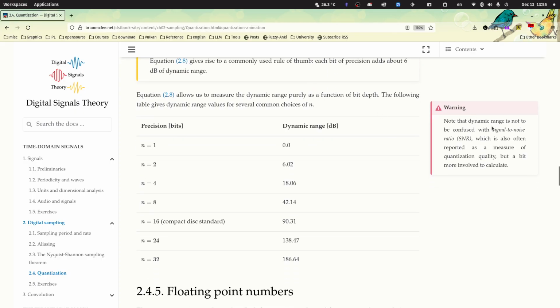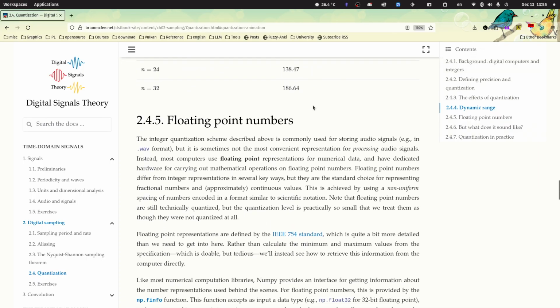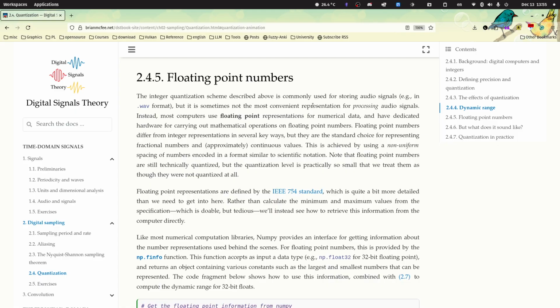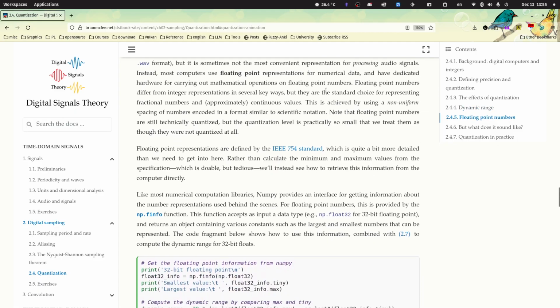Note that dynamic range is not to be confused with signal-to-noise ratio, which is often reported as a measure of quantization quality, but it's a bit more involved, so this textbook will not talk about it, I think. But anyway, with bit depths we can have the following dynamic ranges. Basically, for n equal to 1, we have 0 dynamic range, but with improved bit depths, we have higher dynamic ranges. Yeah, floating point numbers.